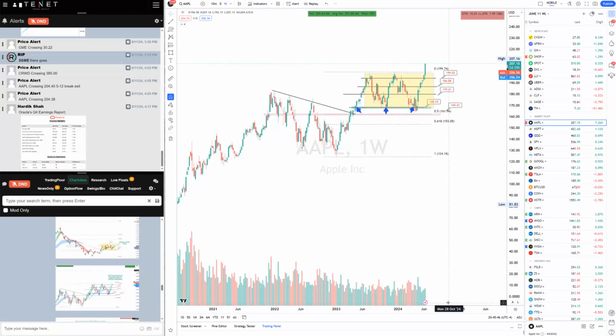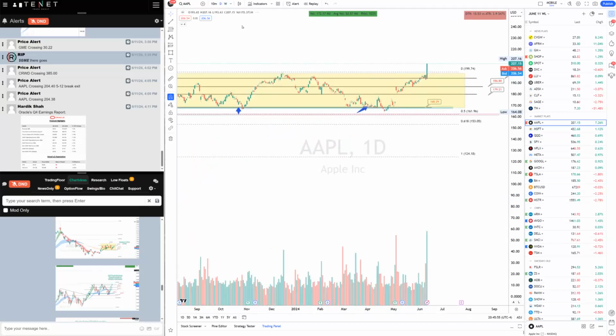All right, so let's start with Apple. We know Apple broke out today, a huge breakout. Apple traded today over $13. Its ATR is $4.